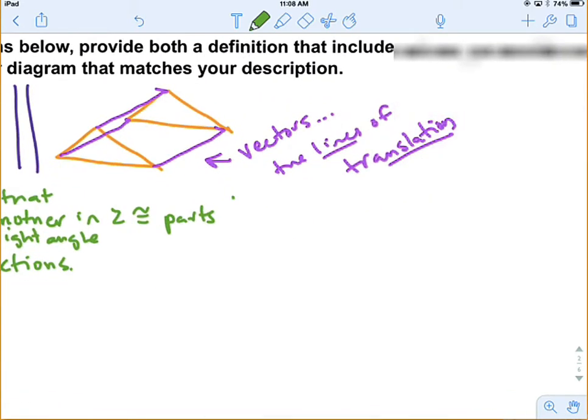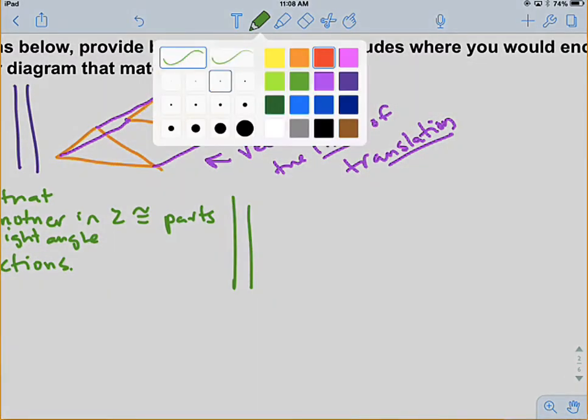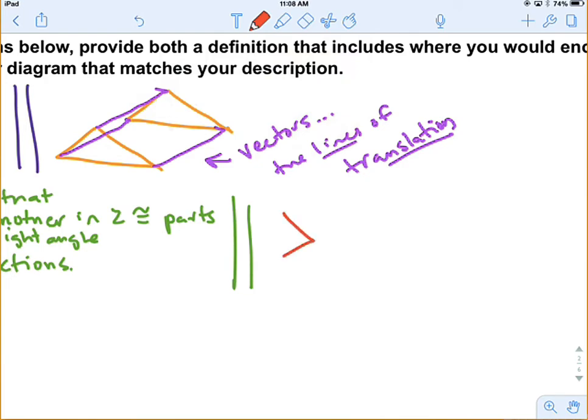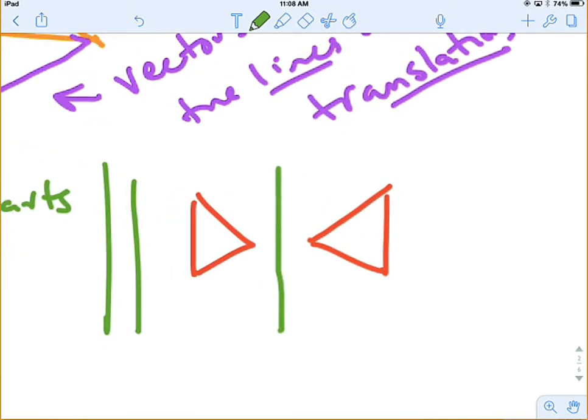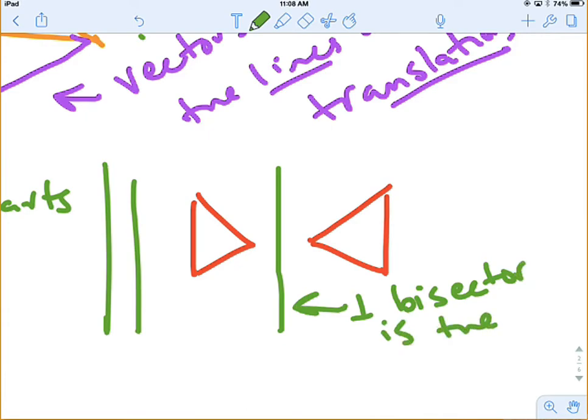So if you want a nice little example here, let's set up a reflection. Let's say I'm reflecting that triangle over that line. The perpendicular bisector is actually the same thing as a line of reflection. That's pretty bad. Let's try it again. That's a little better. Okay, so the perpendicular bisector is the line of reflection.